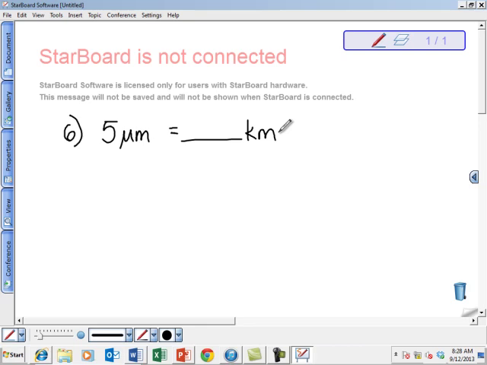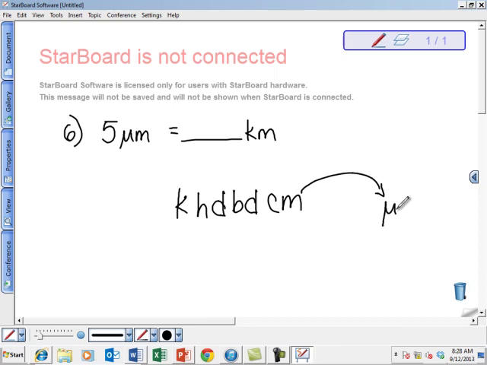You guys are obsessed with King Henry, right? King Henry died by drinking chocolate milk. And then after milli, what's the next one on your sheet? It is micro, but then you have to skip 3 and then you finally get to micro. All right, so in this particular problem, you are starting here.